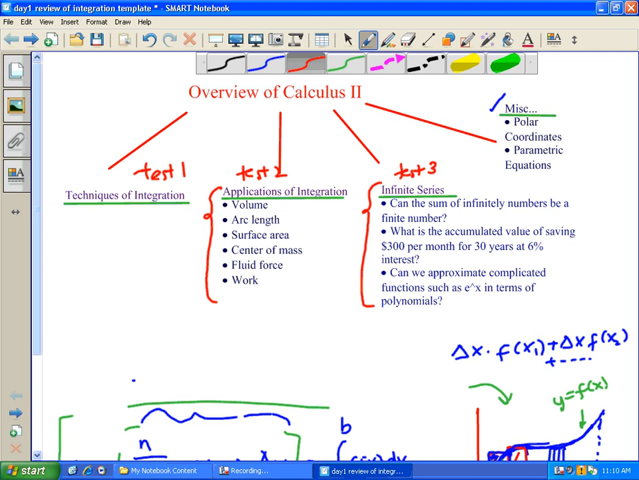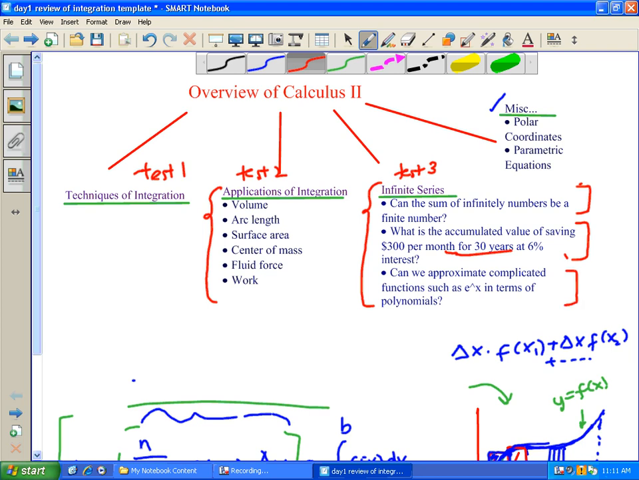And there are some very interesting concepts that we're going to talk about in that chapter, such as adding infinitely many numbers: does it go to a unique answer? Does it go to infinity? Under which circumstances is the sum of infinitely many numbers a finite answer, and under which circumstances is it not? We can answer some very practical questions as well. In the case of a finite series, we can answer this question: what is the accumulated value of saving, for example, $300 per month for 30 years, say at 6% interest? That would be an example of a geometric series.